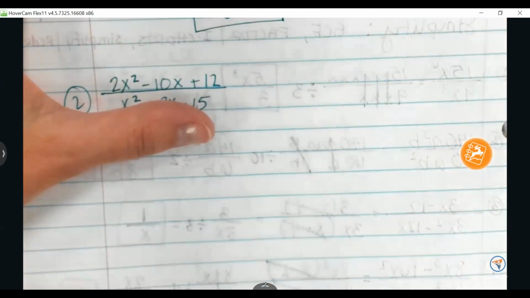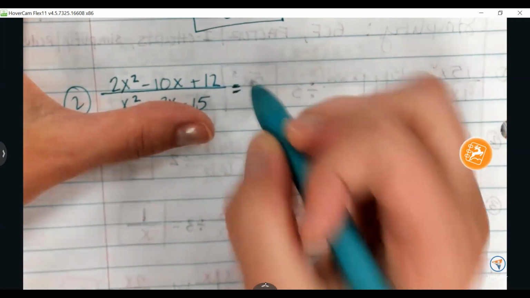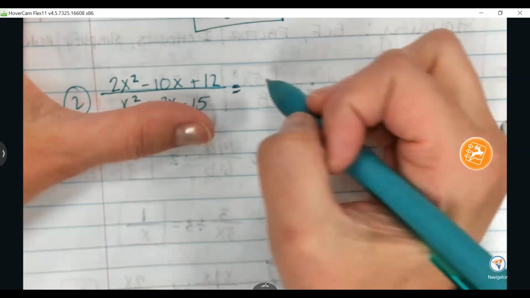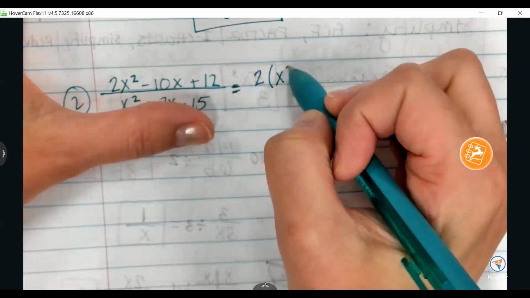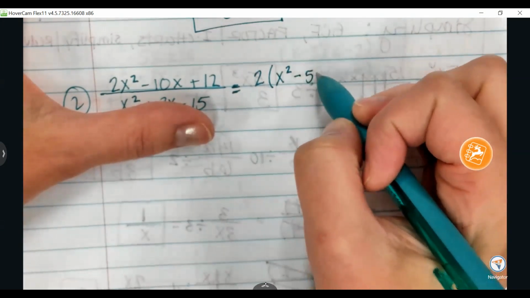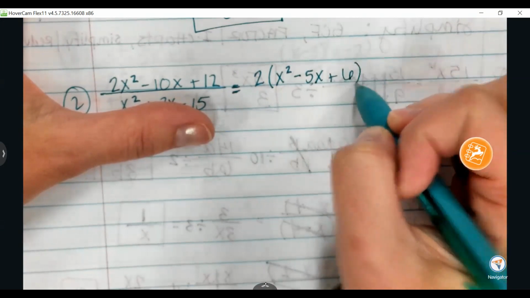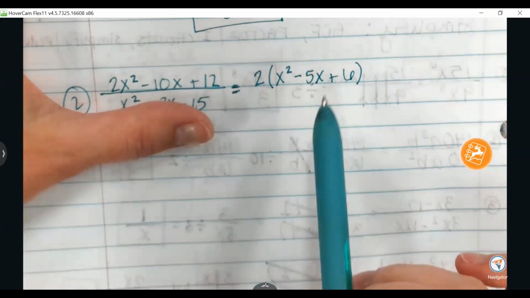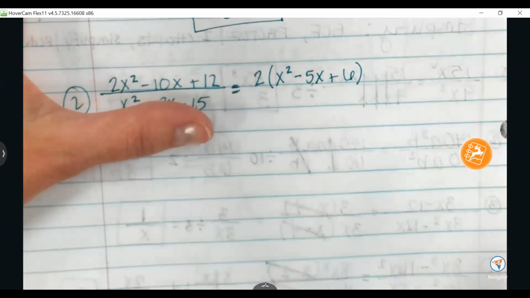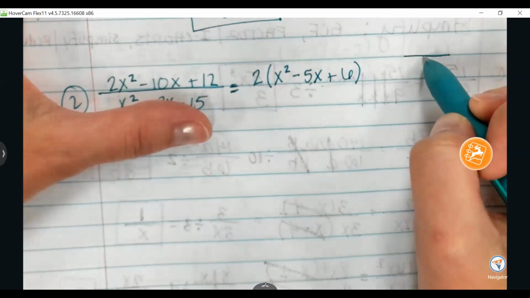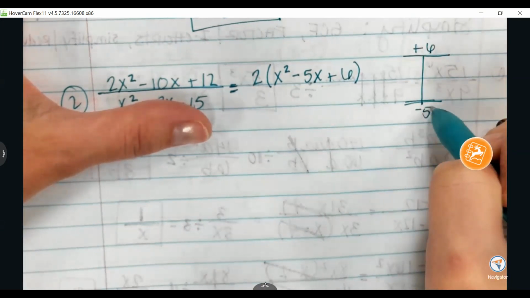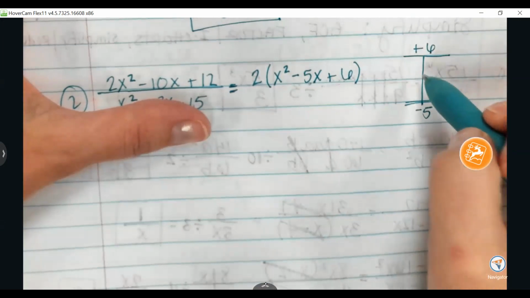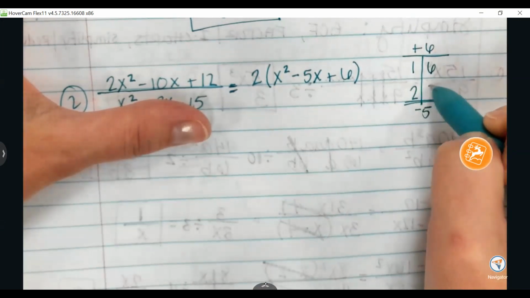So first thing I need to do is ask, does it have a GCF? What can I divide all of those numbers on top by? So when I take out a 2, what will be left over? X squared minus 5x plus 6. Now can I go make an eye chart? So on the side of your paper, I want you to make an eye chart. So I have a +6 at the top, a -5 at the bottom. 1 and 6, 2 and 3.